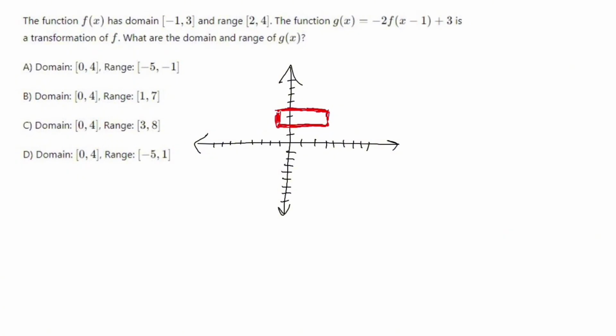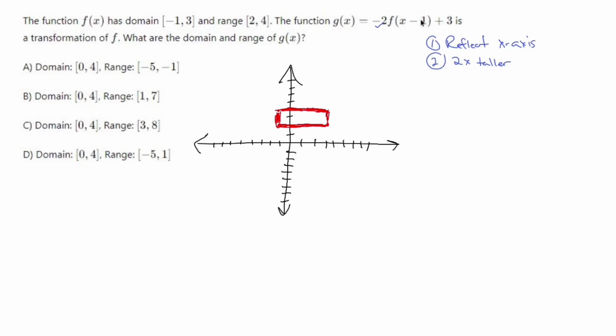Okay, now let's see what we're supposed to do. All right, -2 means the first thing that we're going to do is reflect over the x-axis. That's going to be the first thing that we do. The second thing that we do is that 2 means that we're going to make it 2 times taller.